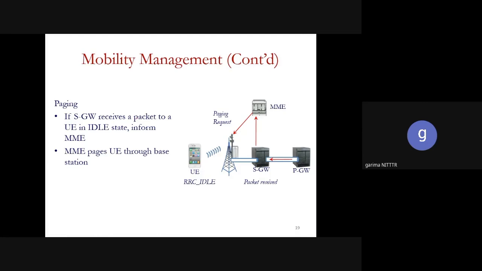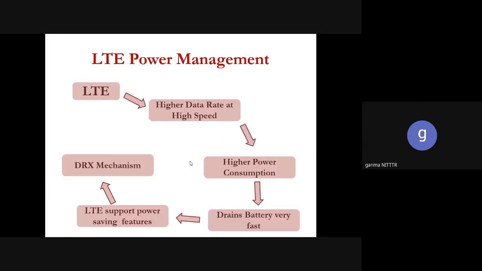Similarly, if the serving gateway receives a packet for a user equipment in idle state, for example, your mobile phone is in idle state. Nothing is going on on your mobile phone, you are not doing anything with it, so your user equipment is in idle state. And your serving gateway receives a packet for that user equipment. Obviously the serving gateway will inform the mobility management entity, and the mobility management entity will page the user equipment through the base station. After your paging request, you will get the information back on your mobile phone.